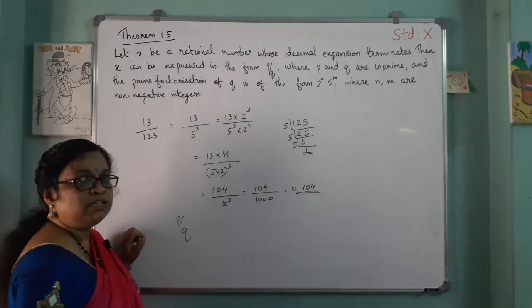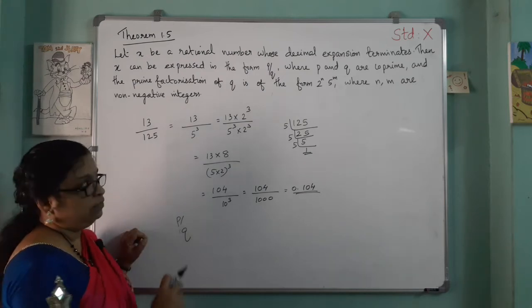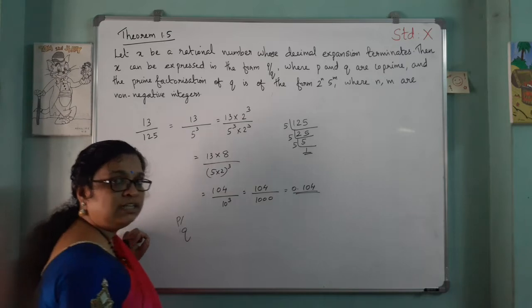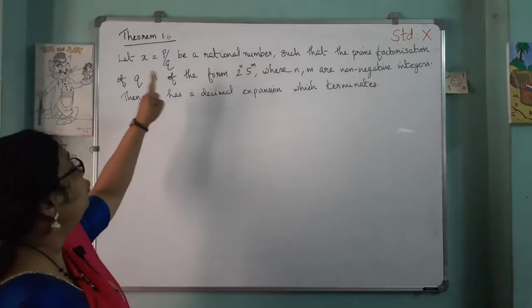So in these examples we can see that it is of the form 2 raised to n, 5 raised to m, and that decimal expansion terminates. That is, this theorem holds. Okay. Then next, theorem 1.6.